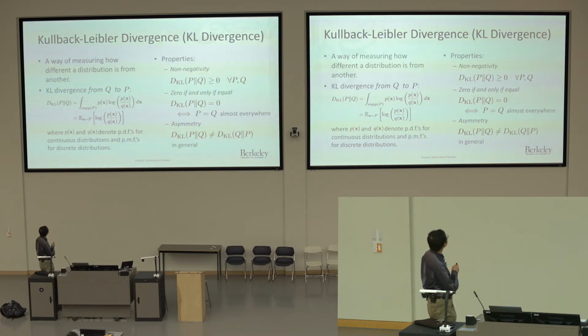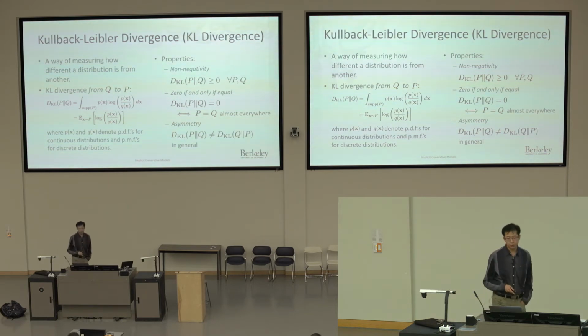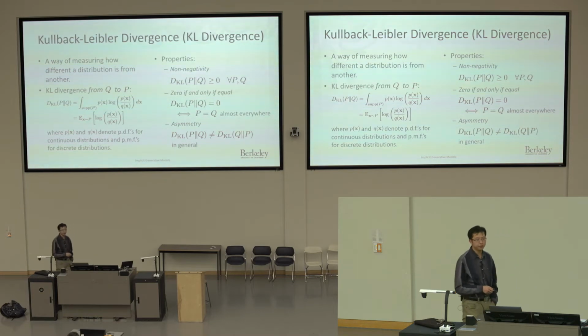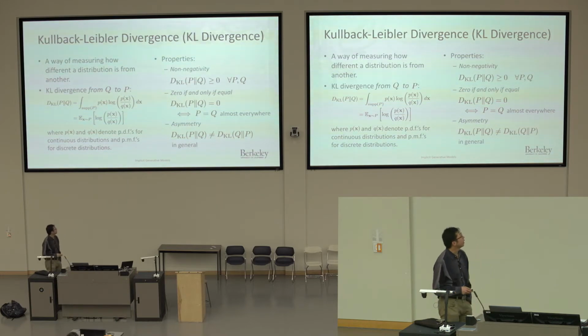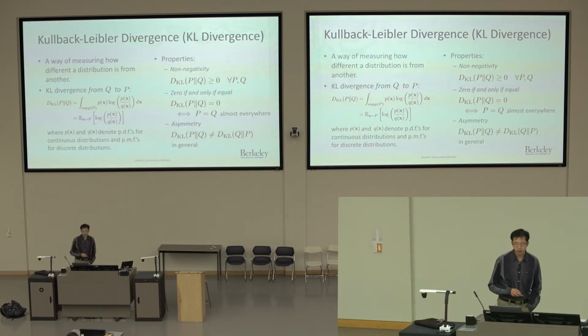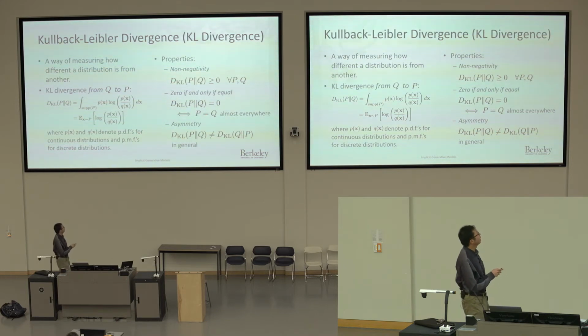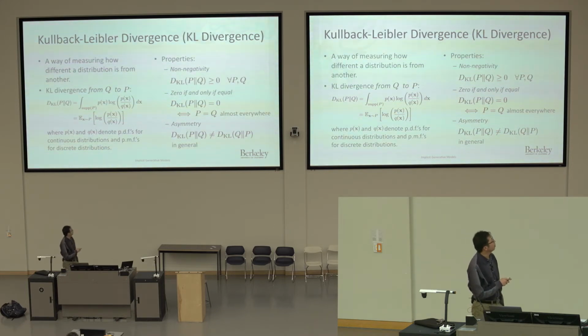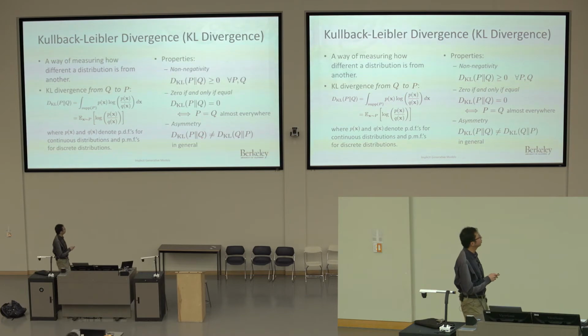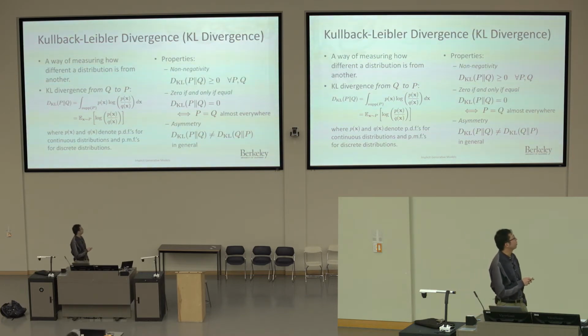The KL divergence from Q to P is exactly the expectation of the log of the ratio of the density of P to the density of Q. We have a couple of important properties. First we have non-negativity. For any two distributions, the KL divergence is guaranteed to be non-negative, and it is zero if and only if the two distributions are equal except on a measure zero set. And finally, you have asymmetry. In general, KL from Q to P is different from the KL from P to Q.